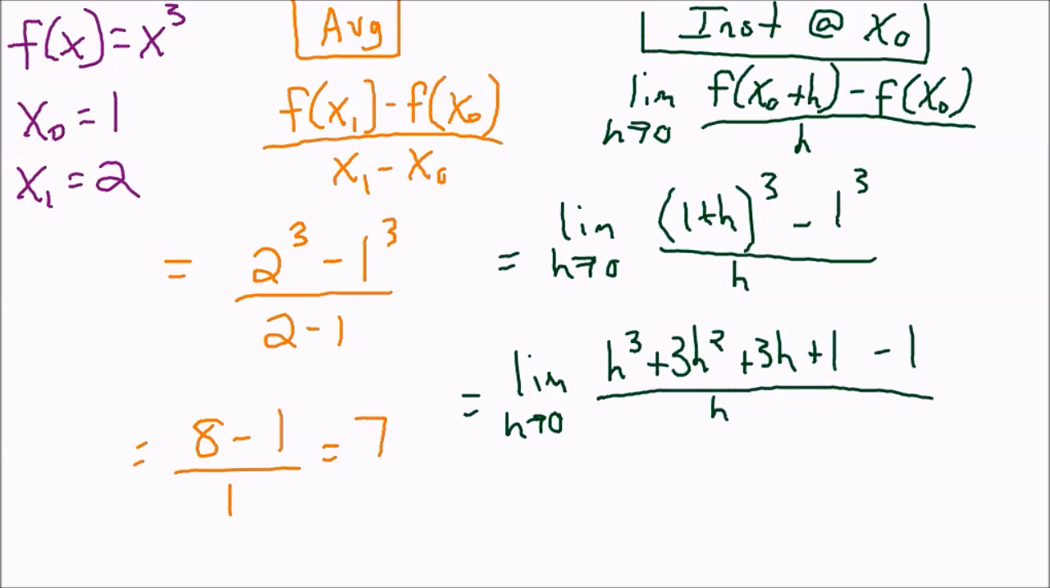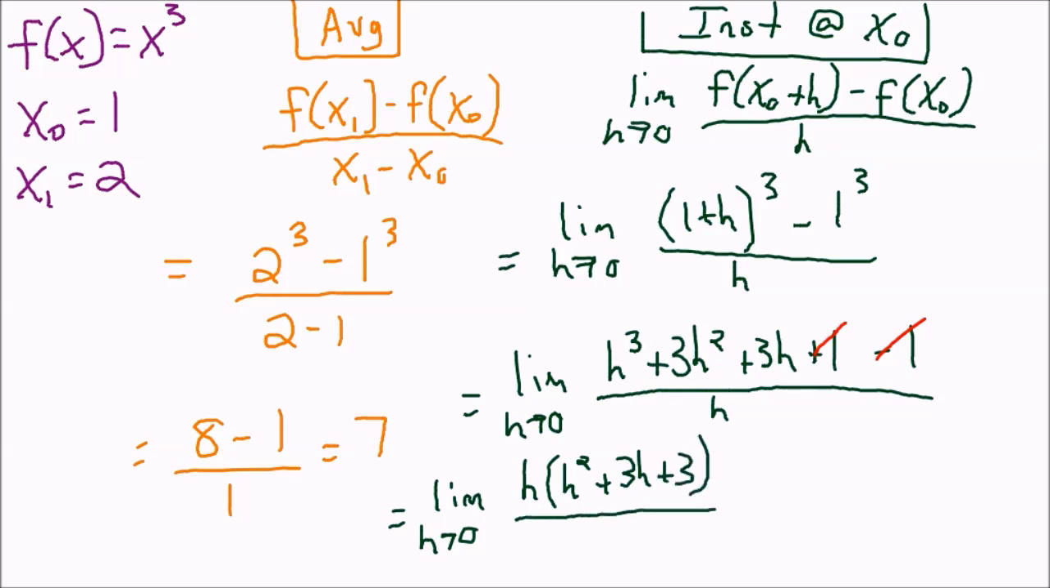Now I notice in the numerator, I'm adding 1 and subtracting 1, so these two terms will cancel each other out. And now the three remaining terms in my numerator, h cubed, 3h squared, and 3h, all have an h in it, so that value can be factored out. So here we're going to have the limit as h approaches 0. We're factoring out an h, so what's left over on the inside is going to be h squared plus 3h plus 3. And that's all over h.